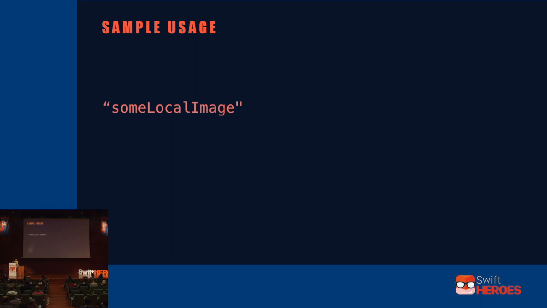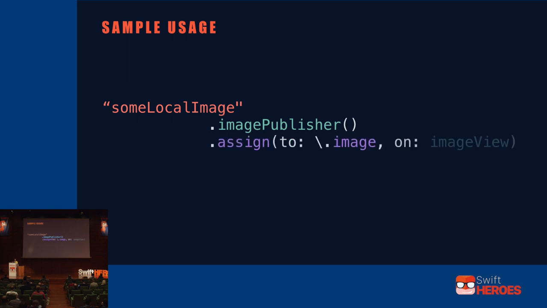So let's see a sample usage, because we haven't seen anything yet. I have some local image, this is the name in my assets catalog, and I want an image publisher over that. I don't know what's going on inside the image publisher, but I know that I will get a stream. And I simply have to assign that stream to the image keypath on my image view. And that's it.